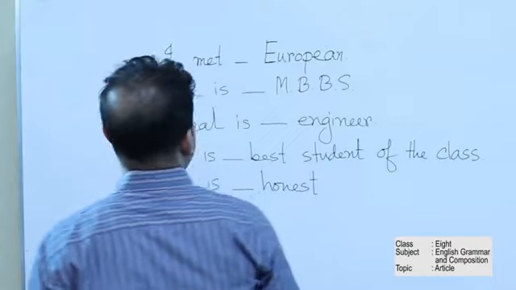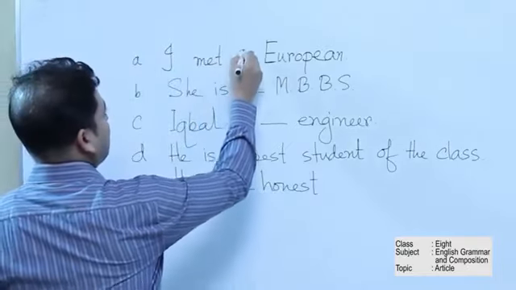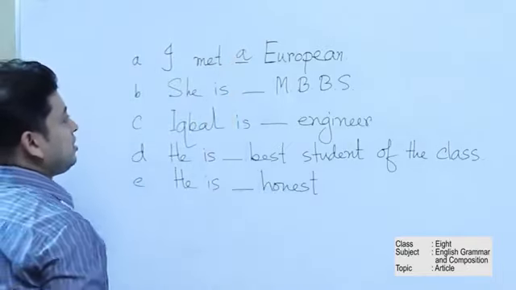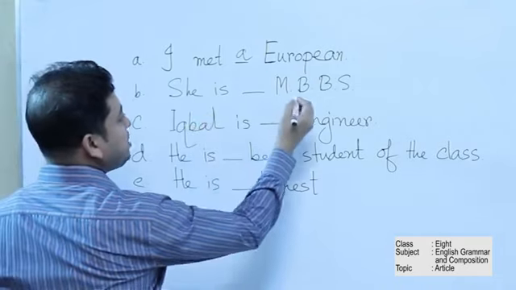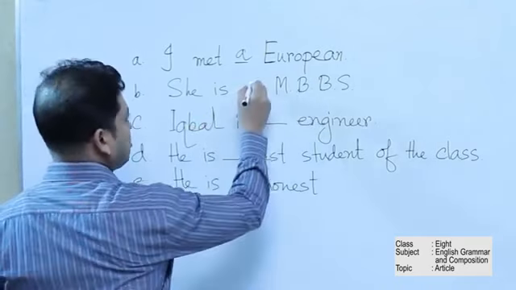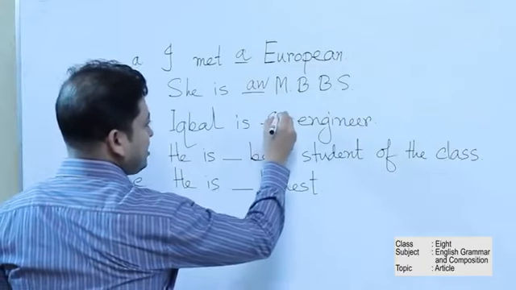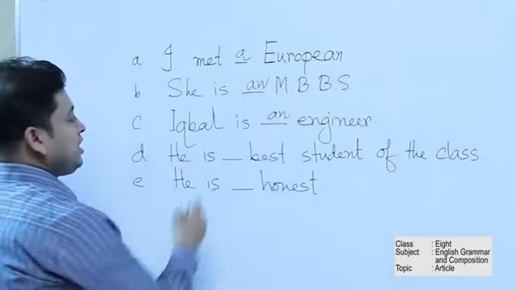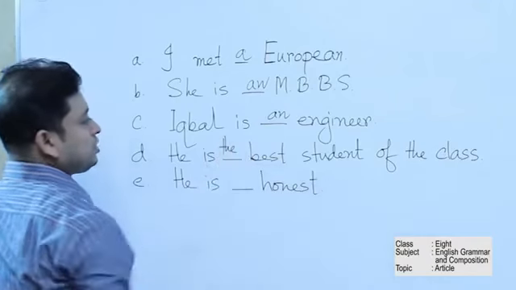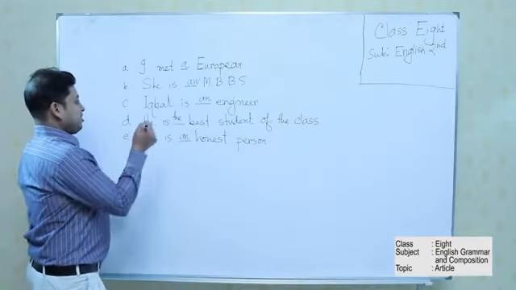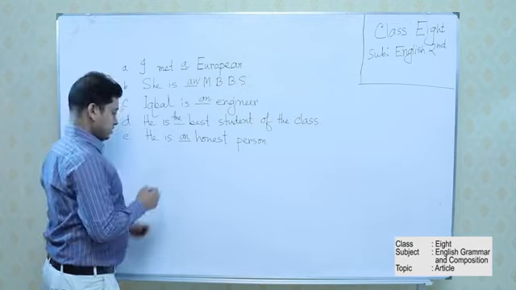The first example is: I met ___. The answer will be A. Now, she is ___ MBBS. This is an abbreviated form. The answer will be N. Now, Iqbal is an engineer. He is the best student of the class. Number 5 is: he is an honest person.